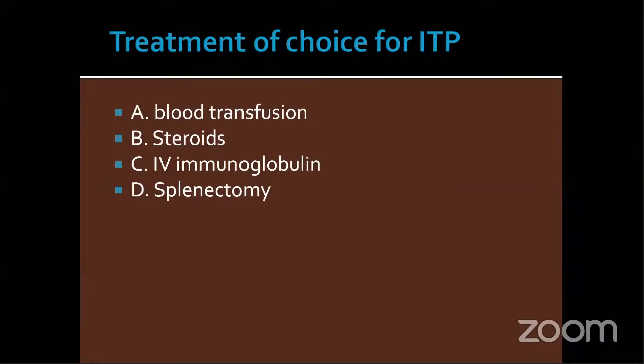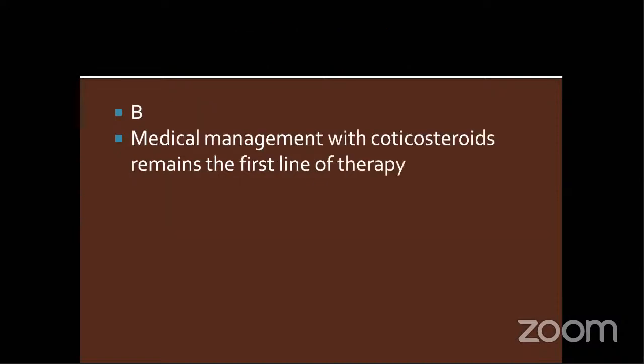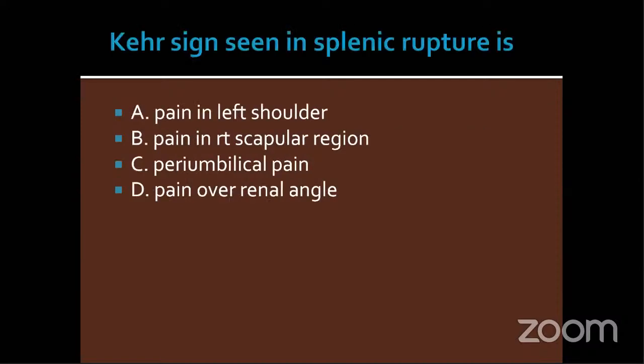So what is the treatment of choice for ITP? Steroids. Since we are dealing with the spleen, we can answer that, but suppose it is given among 300 MCQs, you have to think very carefully. So the treatment of choice first is corticosteroids always, okay. Then you have to take the others.